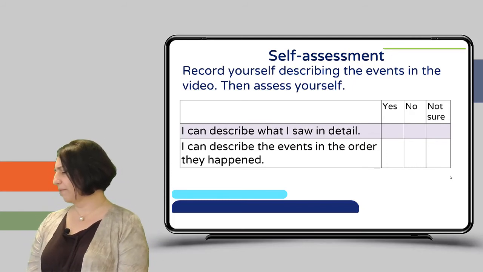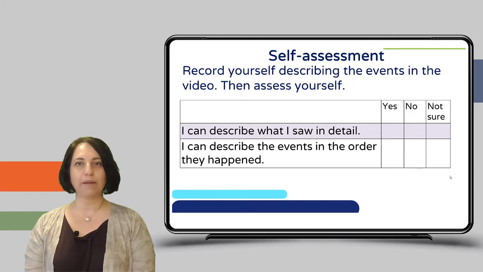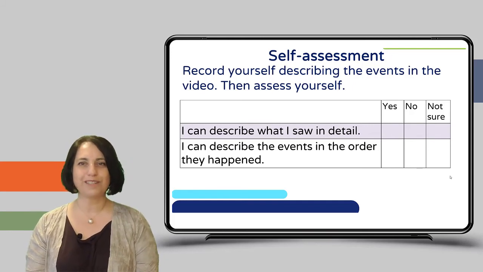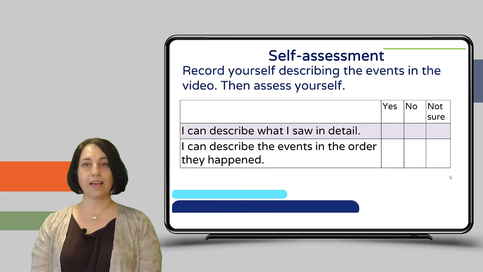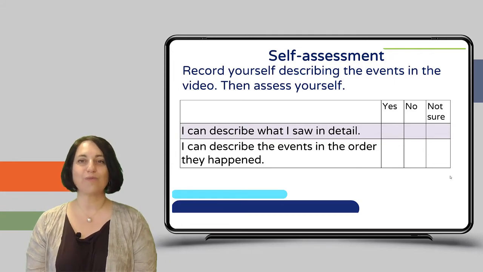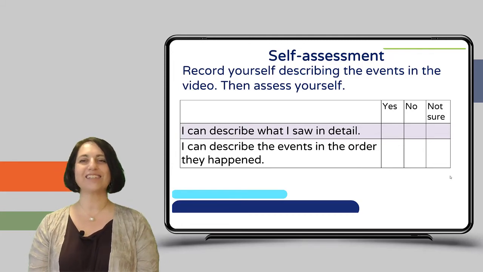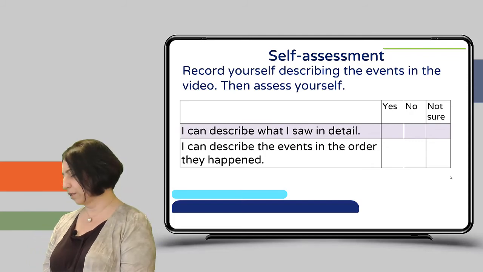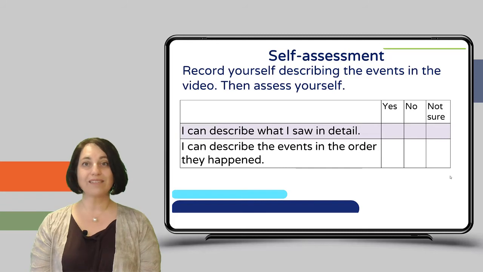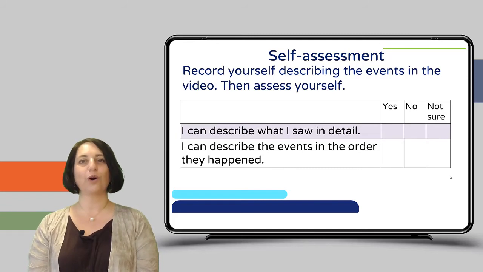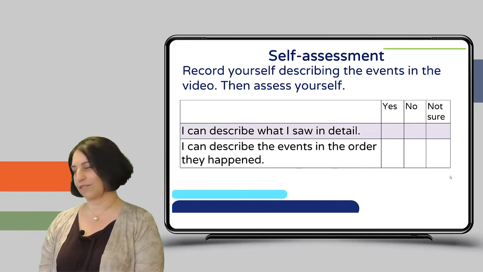Can you describe the events in the order they happened? Or did you get confused about the order? If you can, great, that's wonderful. And if you can't, students, that's okay. You can practice more and then you can do it. And then you must listen to yourself and hear what you said and assess yourself. Very good.